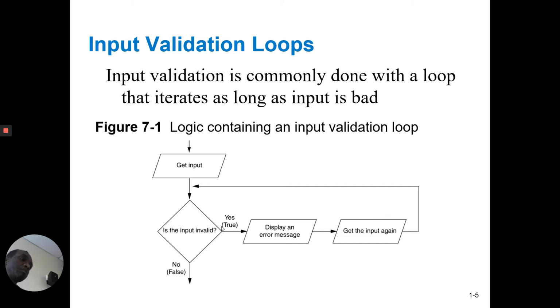Input validation is commonly done with a loop that iterates as long as the input is bad. It will ask you to put your email in, and you put your phone number in. No, this is bad, and it will ask you again. You might wonder what's wrong with this form, because you're not reading the instruction. It says put an email in, not a phone number, and it gives you red text each time. Oh, it says an email.